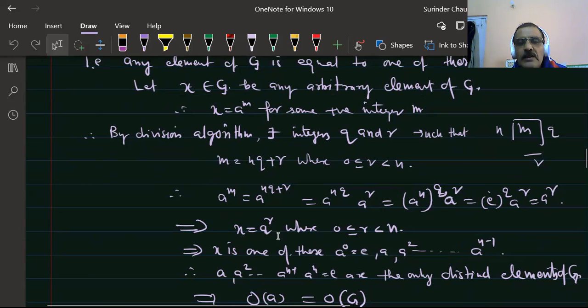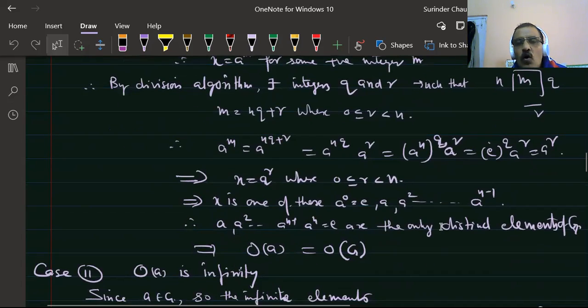This implies x is equal to a^r, where 0 ≤ r < n. What does this imply? x is one of the elements, and these elements are less than n. x can be equal to r, you can take 1, 0, e the identity element, a, a². Therefore, these are the only distinct elements of G. This implies the order of A is equal to the order of G.